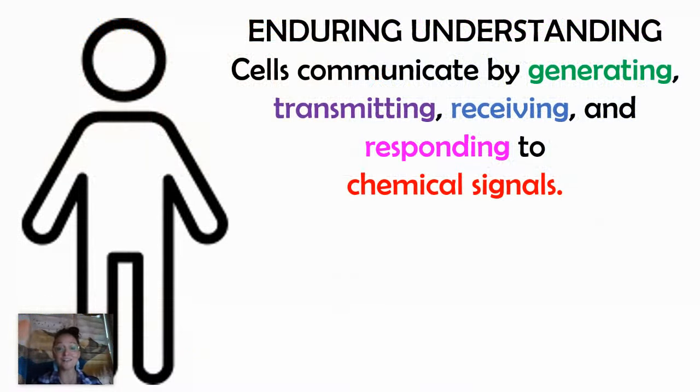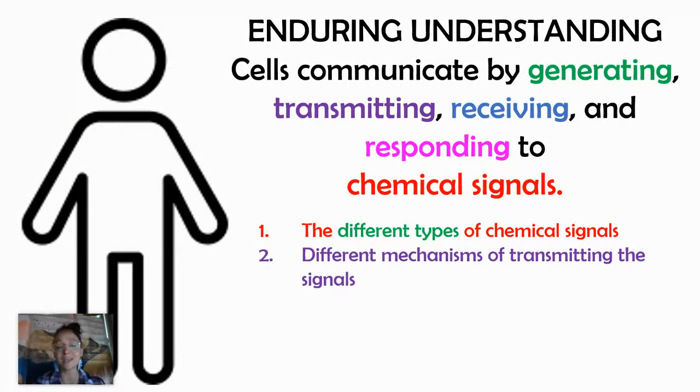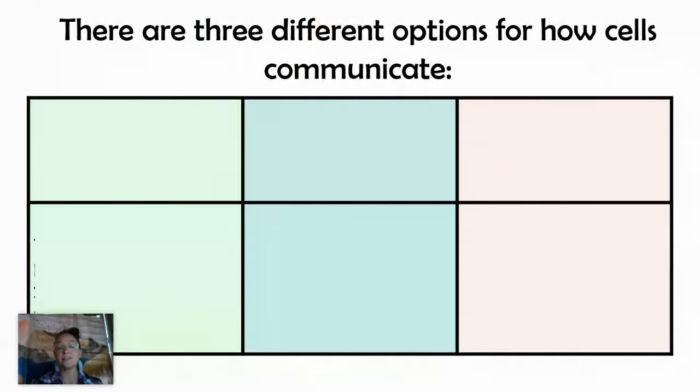Now let's look at the second part, which is different mechanisms of transmitting the signals. As we go through the remainder of this video, we're going to look at three different ways that signals can be sent from one cell to its target cell. When I say target cell, that's the destination, where the chemical signal is trying to reach. Let's look at the three different ways that cells communicate.